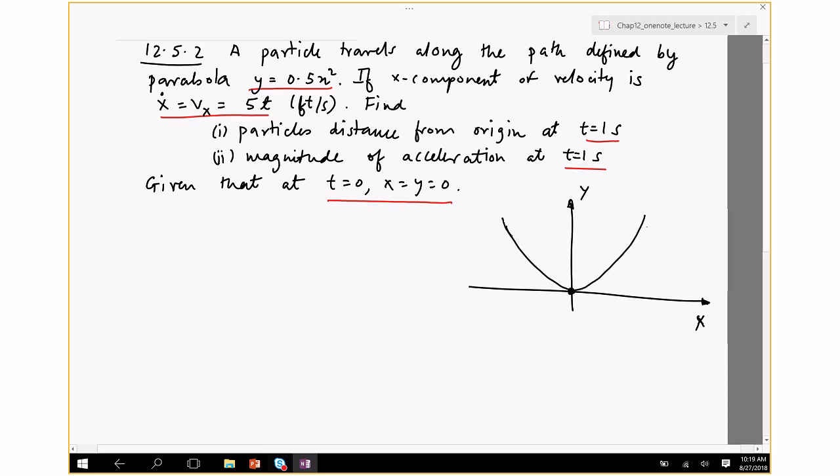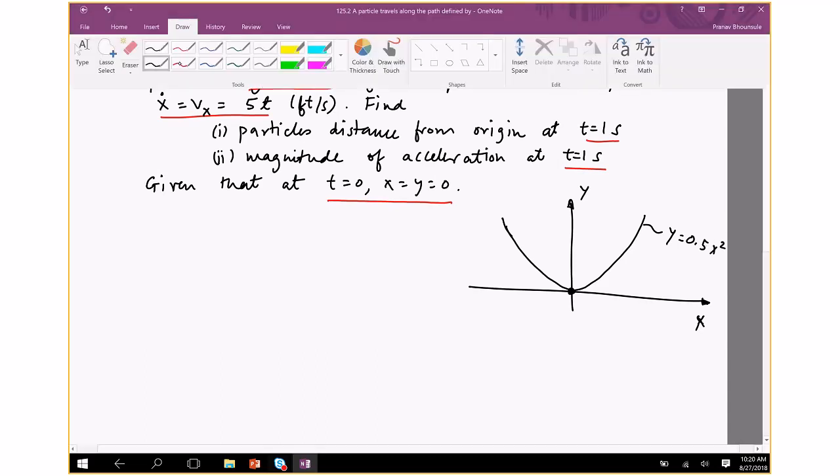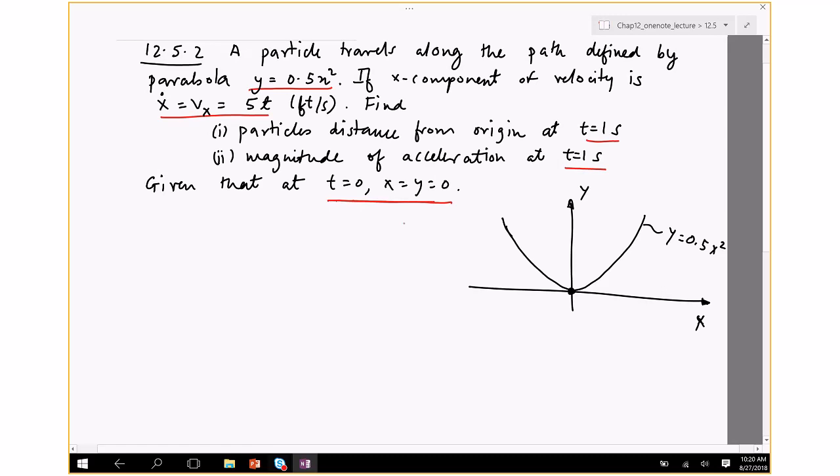Okay, this is y equals 0.5x squared. You're also told that initially the particle is at x equals y equals 0, which means it's right here. This is where the particle is. Okay, and it's confined to moving on the parabola. We do not know if it's going to the right along the positive x-axis, the first quadrant, or if it's going in the second quadrant to the left. Okay, we can get that if we integrate the equation.